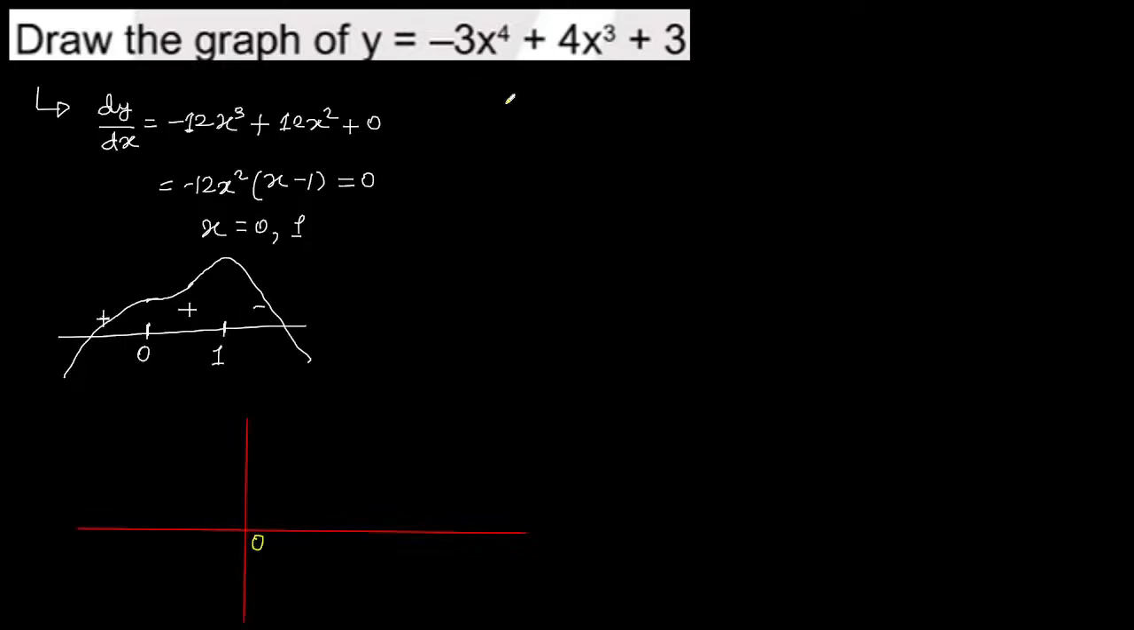At 0 we'll go f(0), which is 3, f(1), which is minus 3 plus 4 plus 3 equal to 4. So f(1) is here, which is 4, f(0) is 3.